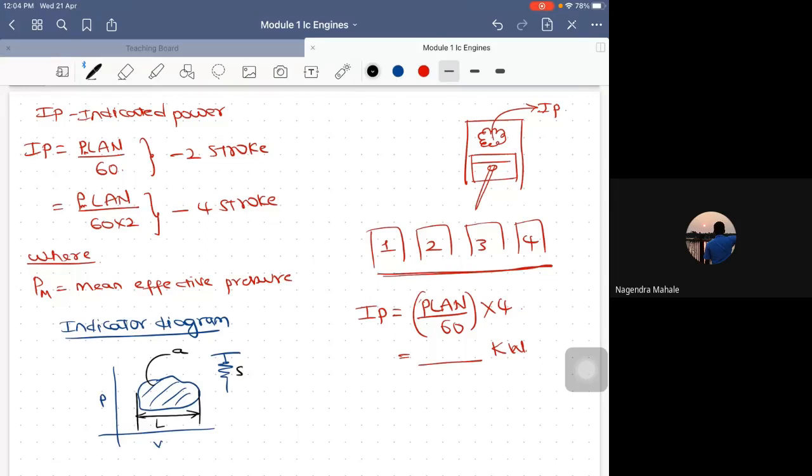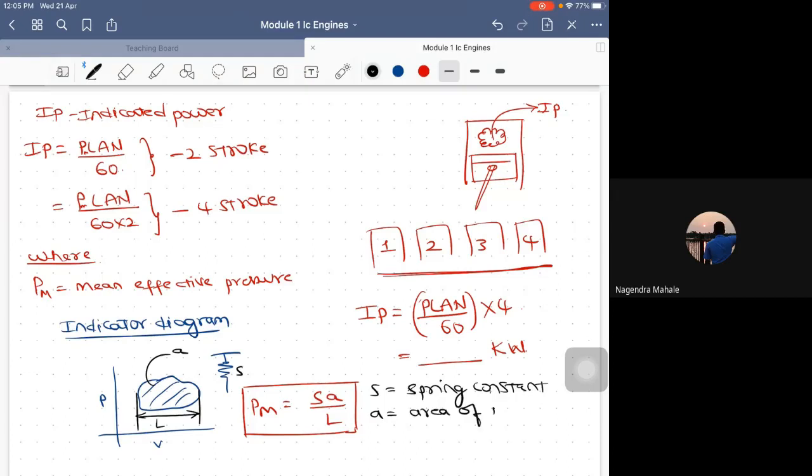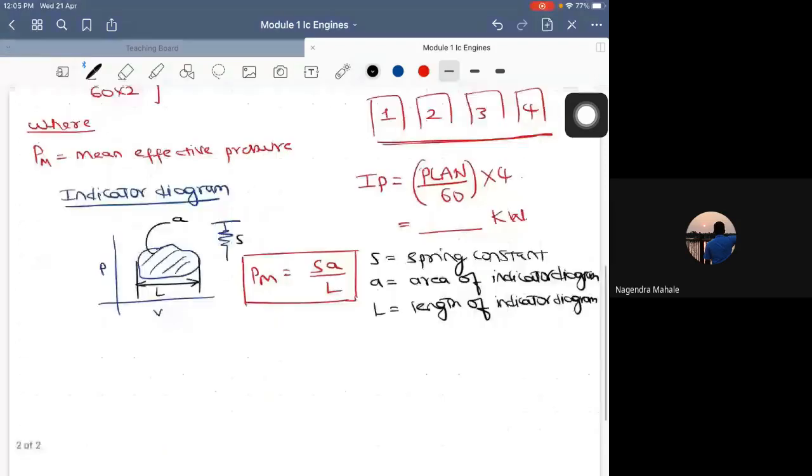All these things are there. From this, you can find out the value of PM. So PM is simply equal to SA by L. This is a formula through which you can calculate the mean effective pressure. S is nothing but the spring constant. A is the area of the indicator diagram, and L is the length of the indicator diagram. This is how you calculate the value of PM.